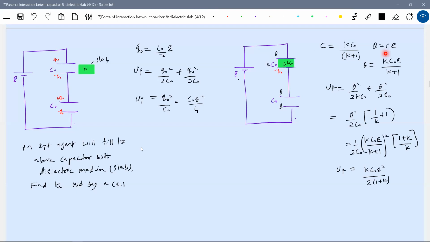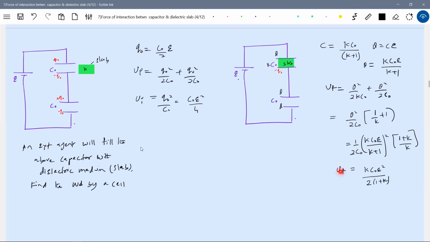Will the capacitance increase or decrease? Earlier, what was the capacitance? C naught by 2. Now 2 C naught by 3, so it will increase, no? The capacitance of the system. Like this, they'll ask you in matching questions. If I fill up this, then what will happen to the energy in the circuit, capacitance, charge, final energy?